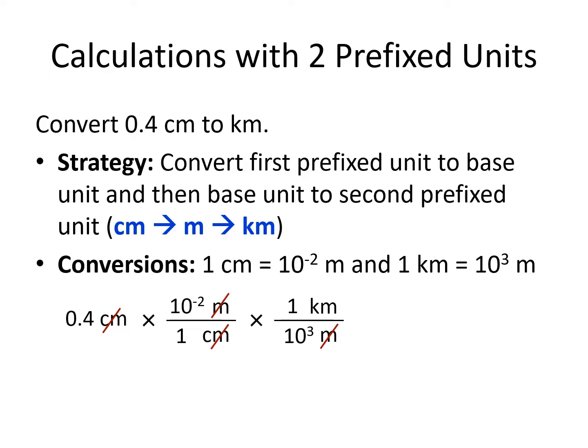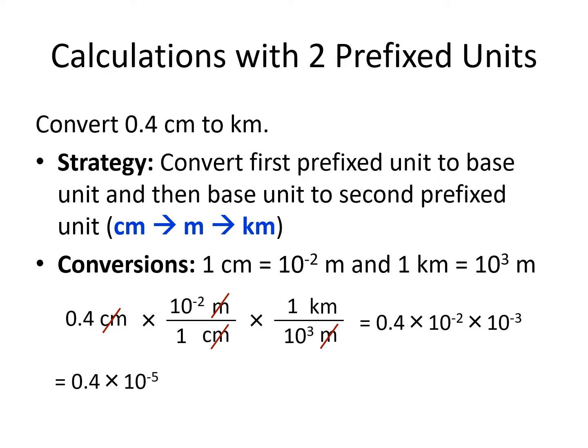I have 0.4 times 10 to the minus 2, then divided by 10 to the third. Instead of writing it as dividing by 10 to the third, I can write it instead as multiplying by 10 to the minus 3. So I have 0.4 times 10 to the minus 2 times 10 to the minus 3. When I multiply powers of 10, I add their exponents. So I get 0.4 times 10 to the minus 5.